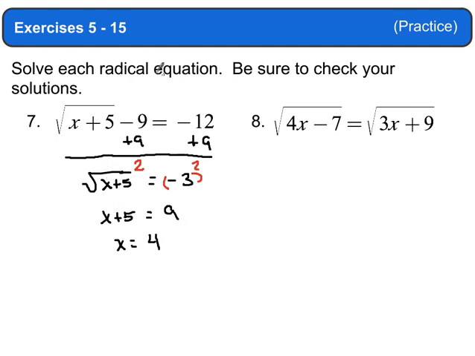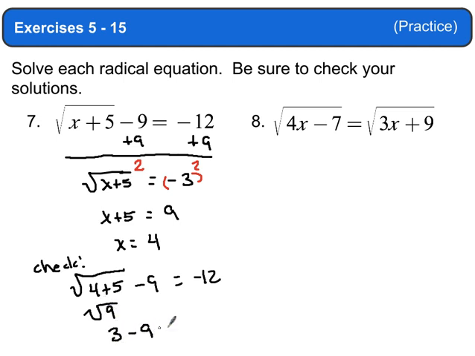Now again, make sure we're checking our solutions. I did not check the last two, but for example, if I was to go back and check this one, this would be 4 plus 5, so we'll make a little note that we're checking. And then I got a minus 9. We're trying to see, does that actually equal negative 12? Well, 4 plus 5 is 9, so the square root of 9 is 3. So 3 minus 9 is going to be negative 6. That does not equal negative 12. So this one is actually no solution, only because it didn't work out.